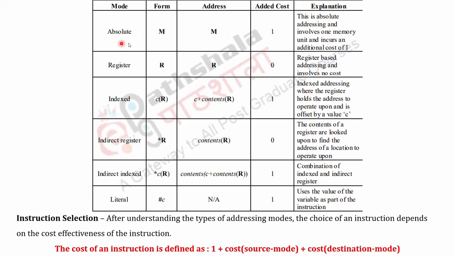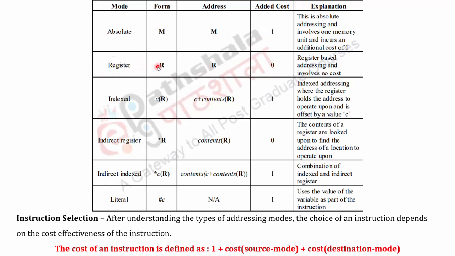So here this is an absolute mode which is a form M, and here which just means it will be concentrating on the memory, right? So this is an absolute addressing and it involves one memory unit and incurs an additional cost of 1. So here this cost is nothing but how many words that we need for an instruction to be executed. That is what we call it as a cost. So if we see some example, then this will be clear.